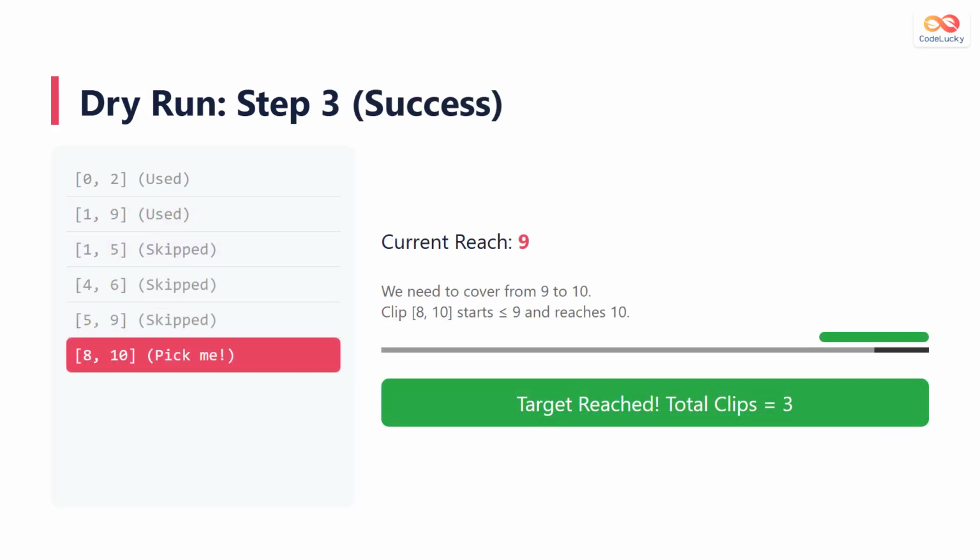Our reach is now 9. We are very close to the target of 10. We look for clips starting at or before 9. We find a clip from 8 to 10. This perfectly covers the remaining distance. We select it, and now we have reached our target. We used a total of 3 clips.